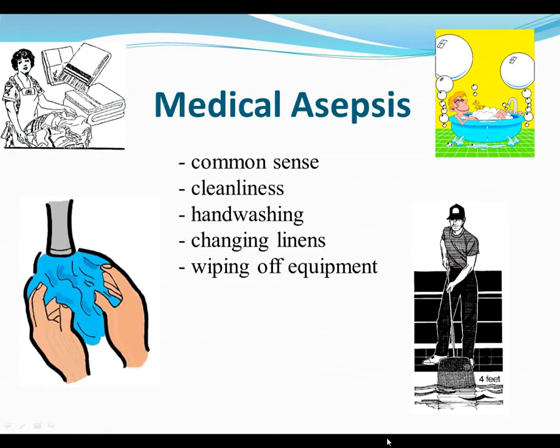So as far as medical asepsis goes, basically we just need to use common sense. We need to hand wash when necessary, clean our areas, change linens, wipe off our equipment. Most equipment needs to be cleaned with a hospital-approved disinfectant. Sometimes during outbreaks of GI illnesses, hospitals may go to a bleach solution for cleaning.